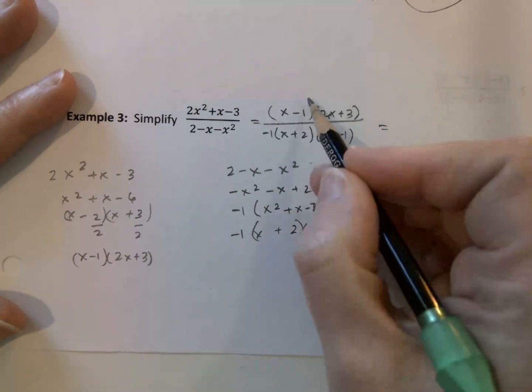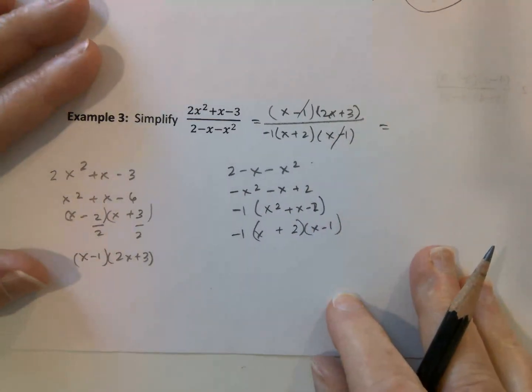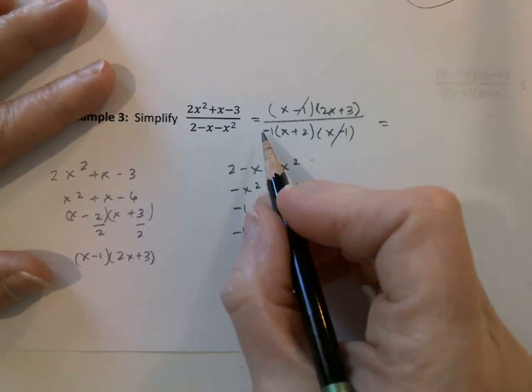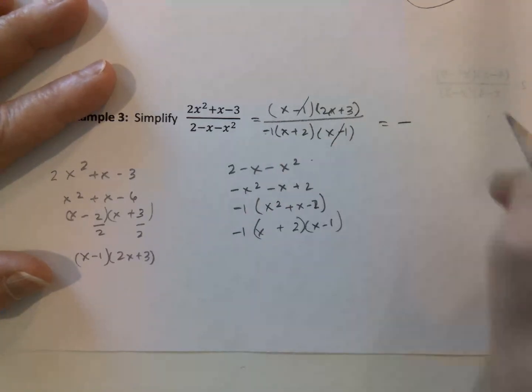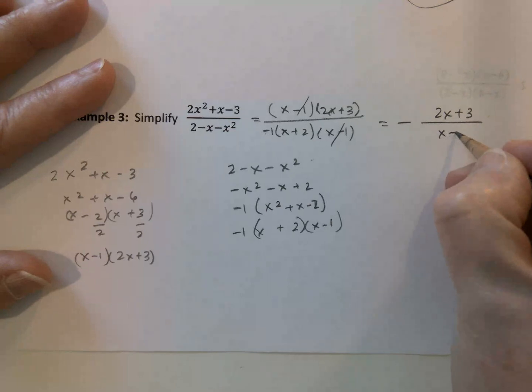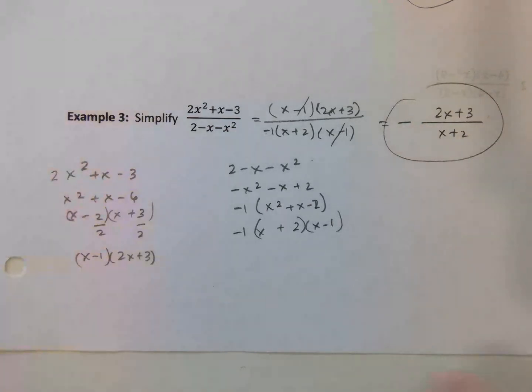And as you can see, I have the x minus 1s in common. 2x plus 3 and x plus 2, they're not the same. I'm going to go ahead and put this negative just out in the front. Okay, remember the negatives, you can put them wherever you want. And I have 2x plus 3 on the top and x plus 2 on the bottom.